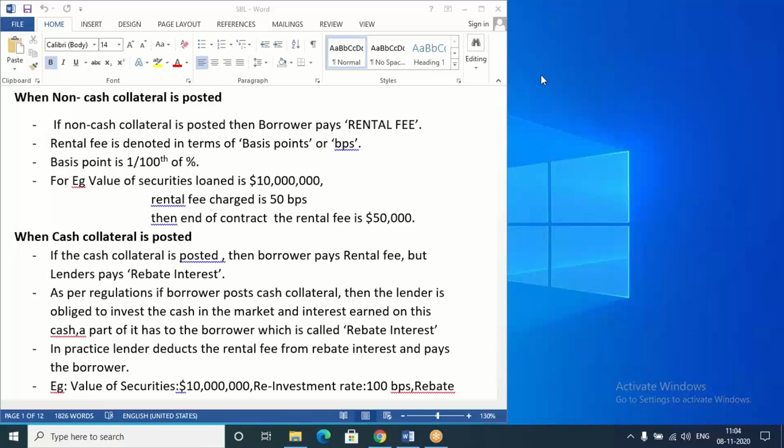Ma'am, another thing, how did we get the reinvestment rate of 100 BPS? Oh, I just took a random number. What would generally happen, Anupam, is when the lender receives cash as collateral, he'll already plan, let's say, to reinvest it in fixed deposits. When you do a fixed deposit, you already know what your return is, the interest. So the reinvestment rate in BPS will already be known to the lender, and he'll tell that to the borrower. Accordingly, the calculations will be done.